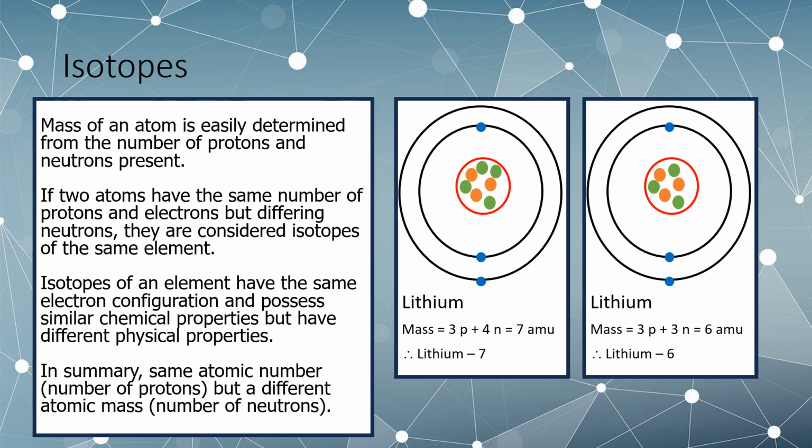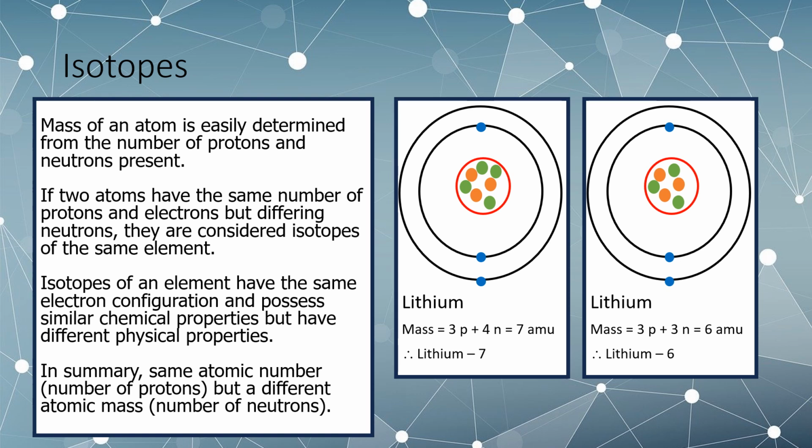Whilst ions deal with protons and electrons, isotopes deal with the number of neutrons and protons. When we're looking at the mass of an atom, we can easily determine it from the number of protons and neutrons present, just simply by adding them together, as each one represents one atomic mass unit. As I mentioned earlier, electrons have a very small mass, meaning it isn't usually used in these calculations.